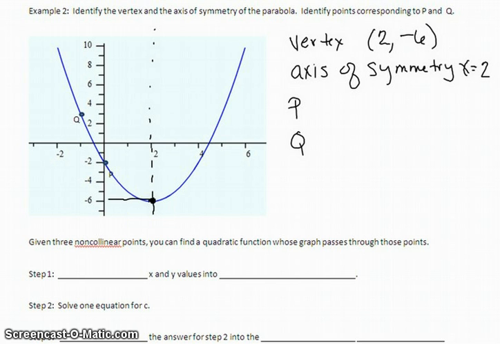Let's look at P and Q. Let's do P first. The coordinates of P are 0, -2. So P sub 1 for its corresponding point. We have to determine how many units it is away from that axis of symmetry. It's 2 units over. So I'm going to be 2 units over, which is going to put me at 4 for my x coordinate and -2 for my y.